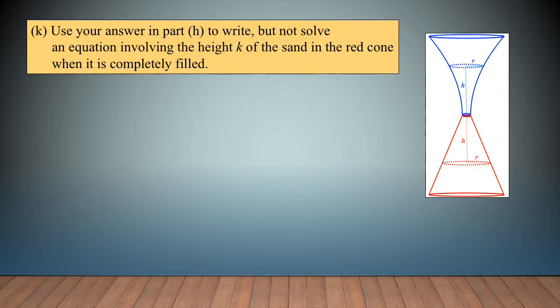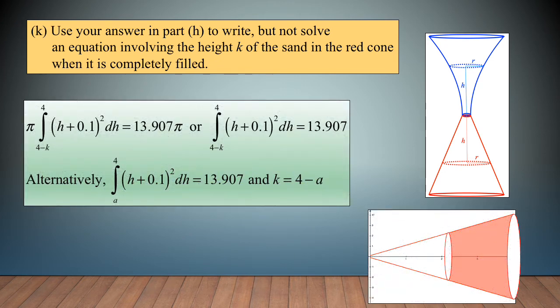Part K reads, use your answer in Part H to write, but not solve, an equation involving the height k of the sand in the red cone when it is completely filled. We found from Part H that the blue cone, completely filled, has volume 13.907 pi. So we need an equation set equal to that number.